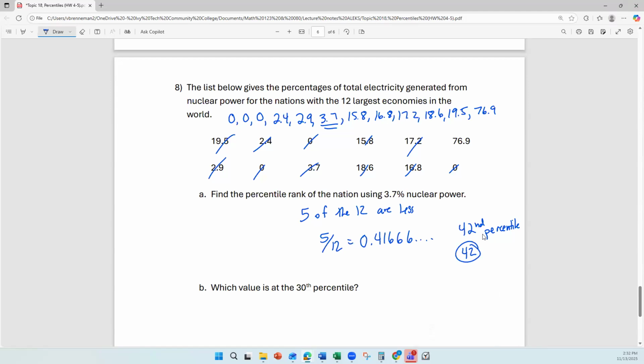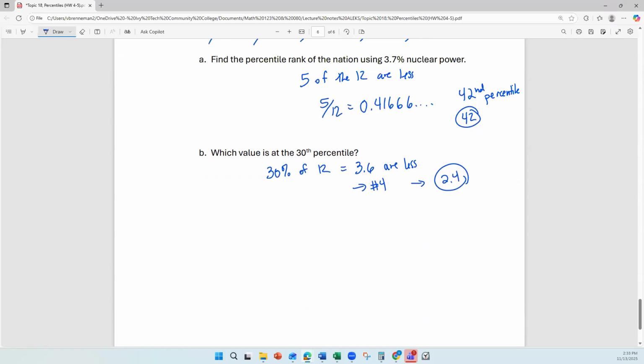And then which value is at the 30th percentile? Going the other way, I need to find what is 30% of 12. So 30% of the 12 numbers here are less than the number that I want. 30% of 12 is 3.6. So 3.6 or less. That means I am looking for number 4 on the list. And that is our 2.4. So that's percentiles.